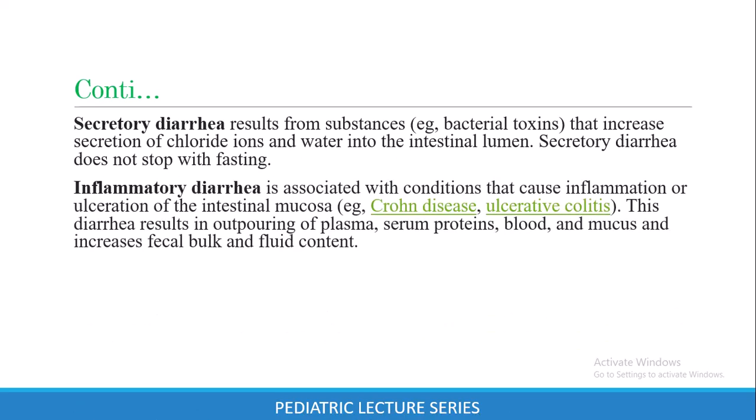And then in inflammatory diarrhea, there is destruction of the intestinal mucosa. So when this intestinal or GIT mucosa is destroyed, and then there is ineffective absorption, and then there is resultant outpouring of plasma, serum proteins, blood and mucus, and all that into the GIT content, contributing to its increased bulk and fluid content.